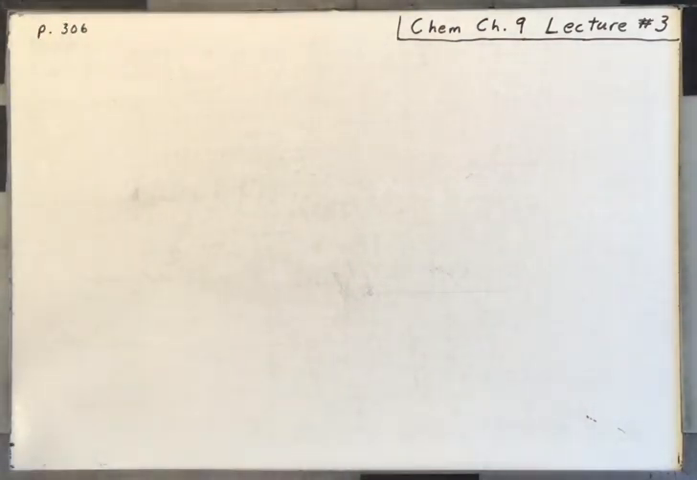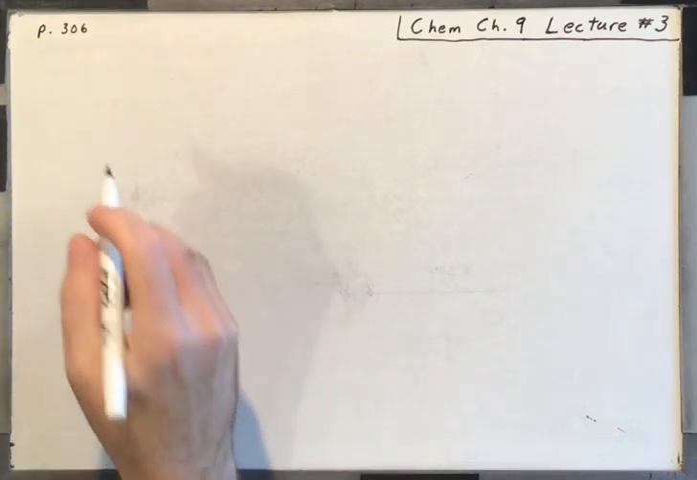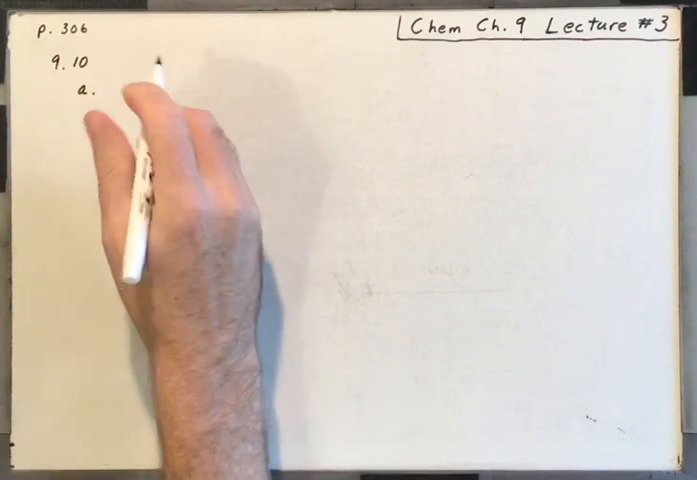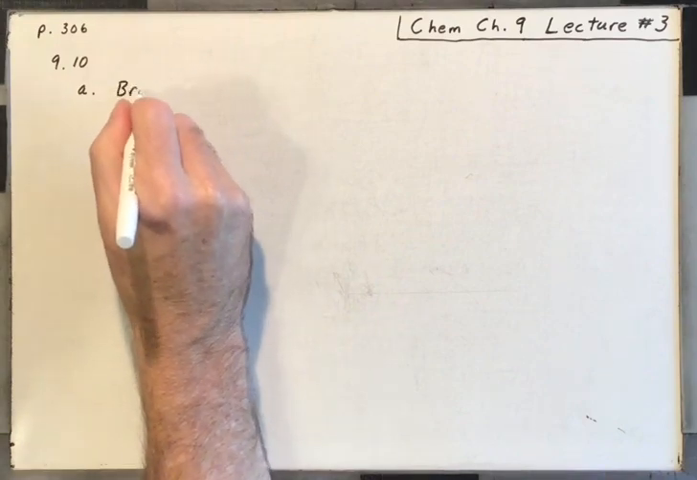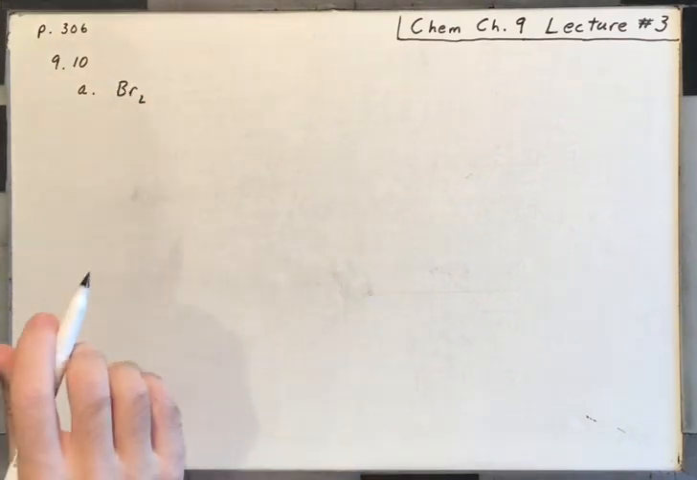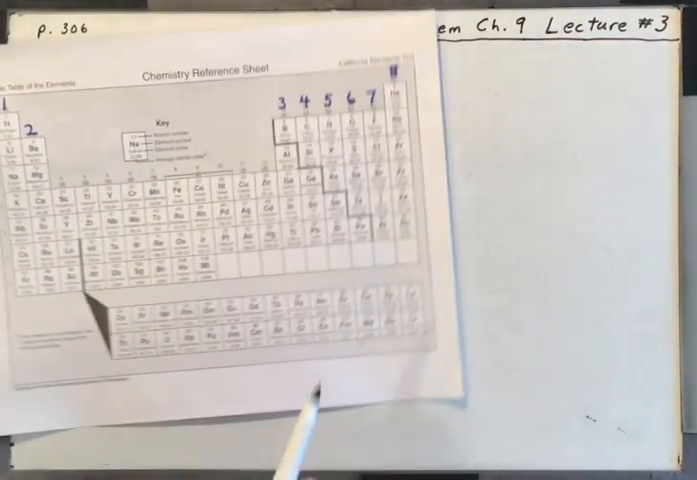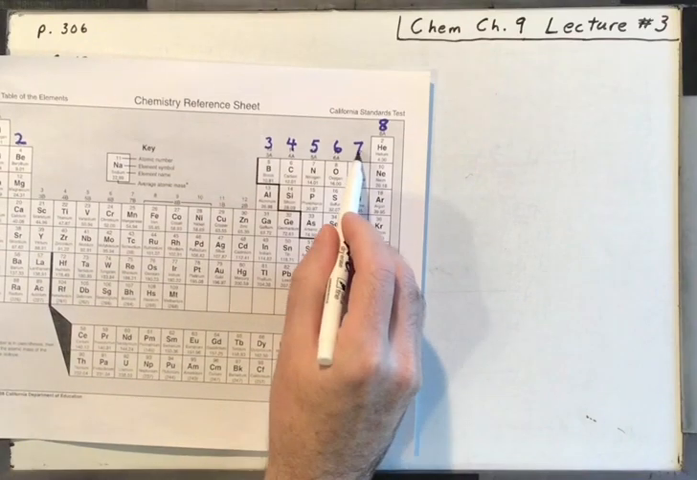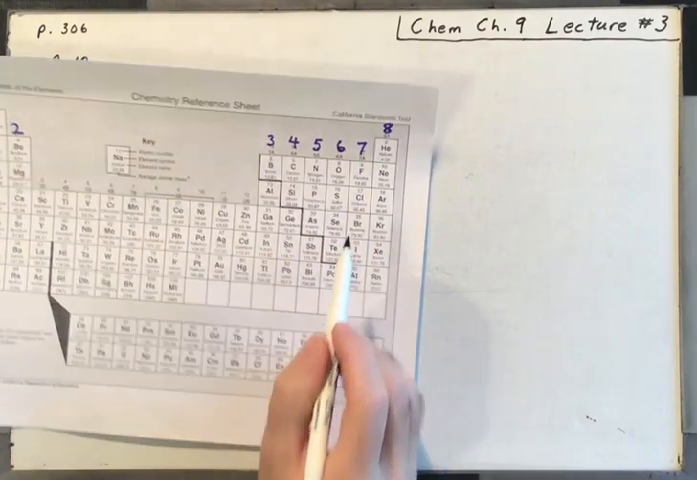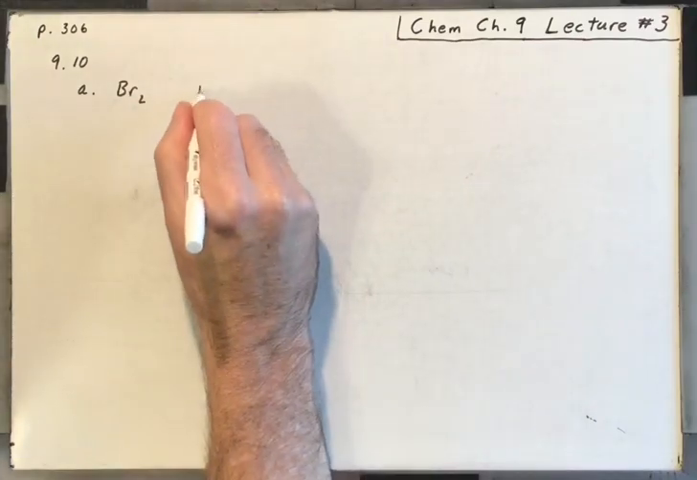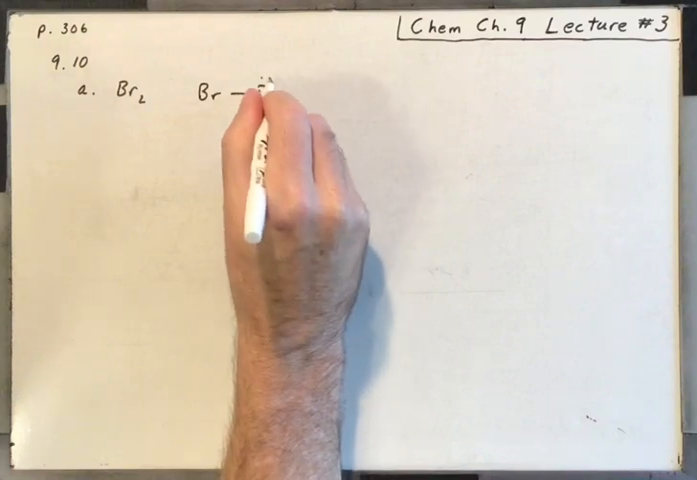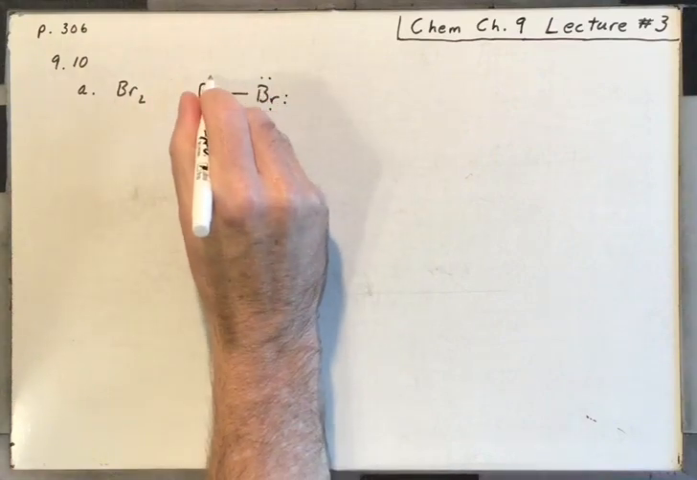So 9.10 says, classify the following molecules as polar covalent or purely covalent. All right, A is Br2. So bromine is in column 7. So it has one open slot, 7 valence electrons. It can only take a single bond. Let's draw the other valence electrons.